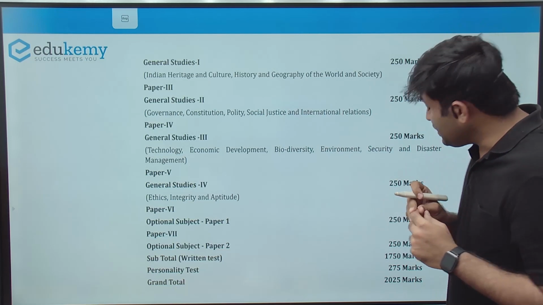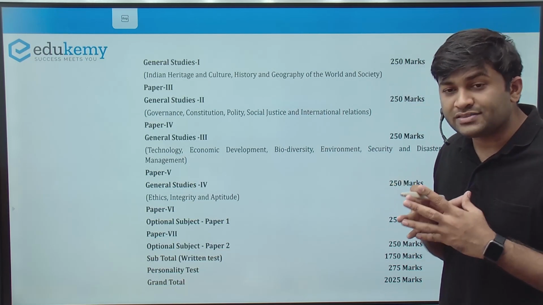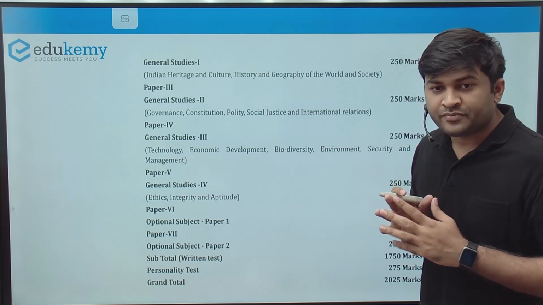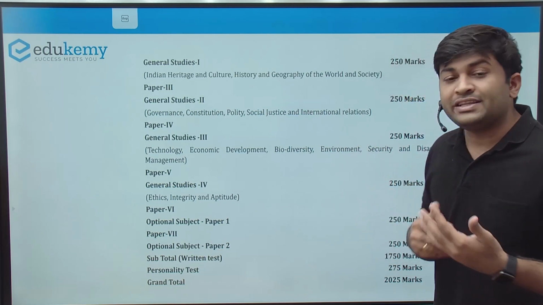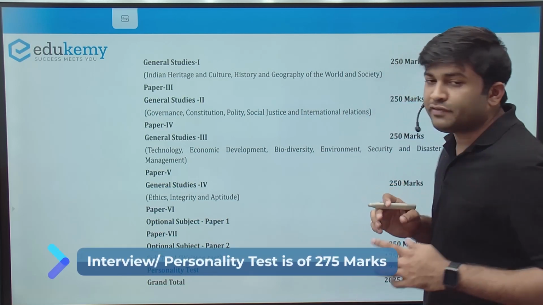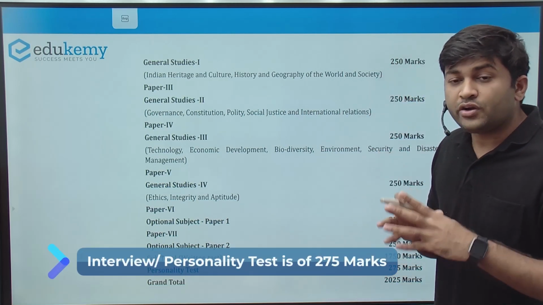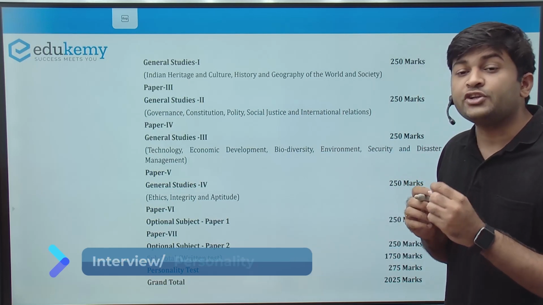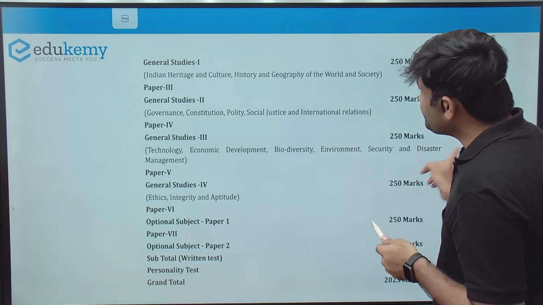1750, that is, 1750 marks is the grand total of all the written examination. And when the interview marks, which are 275 marks, are added to it, the grand total out of which the merit list is to be decided is 2025 marks.